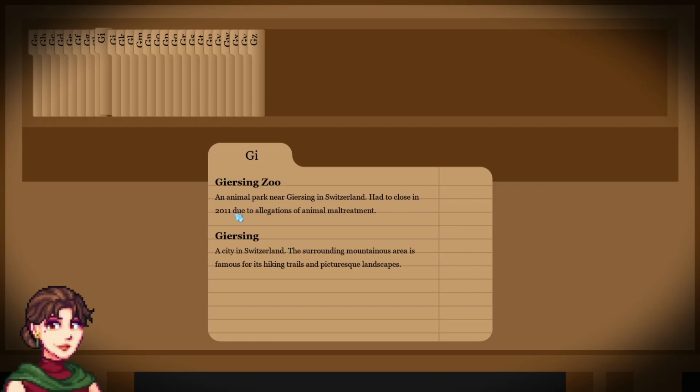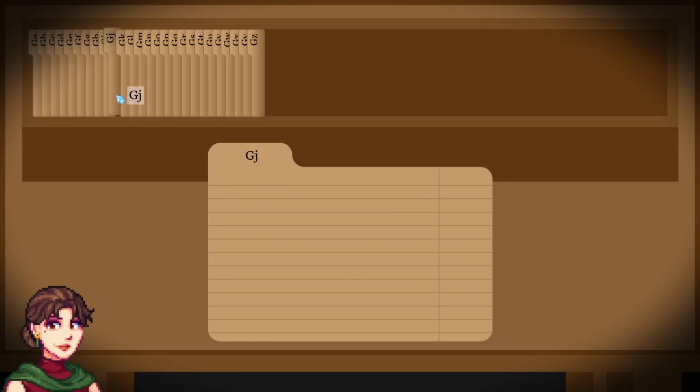Had to close in 2011 due to allegations of animal maltreatment. A city in Switzerland surrounding Hanson's area, famous for its hiking trails and picturesque landscapes.